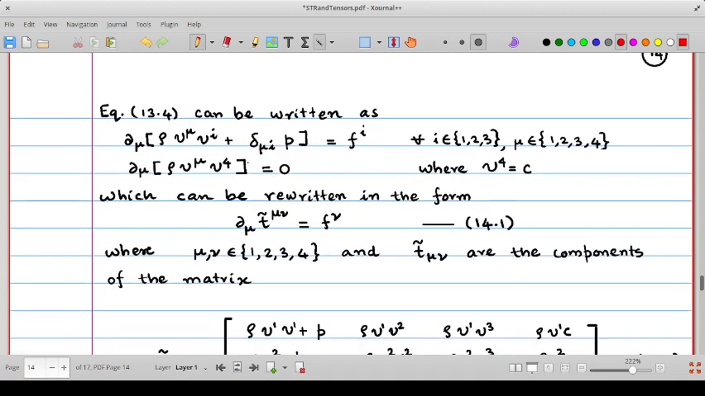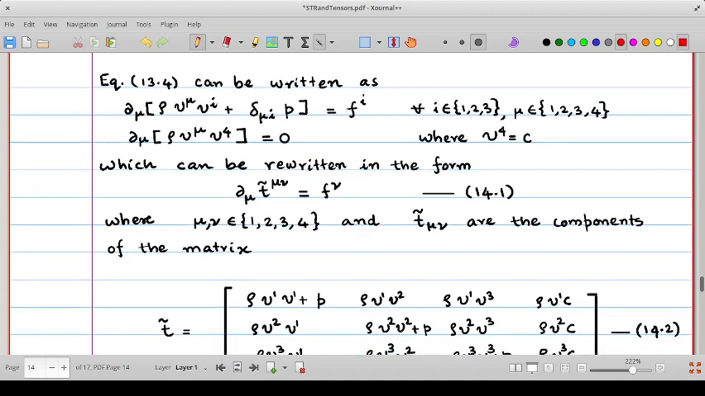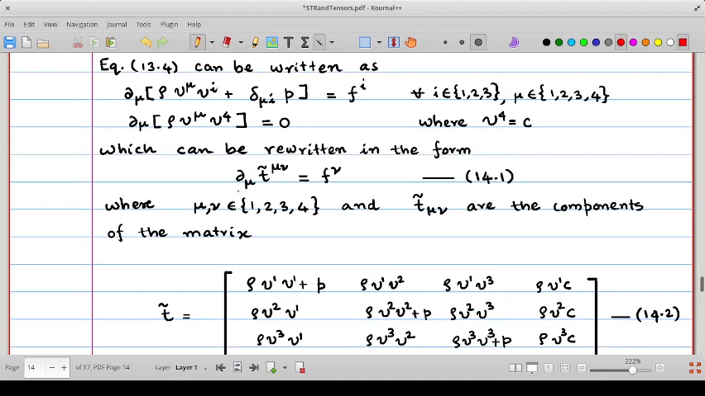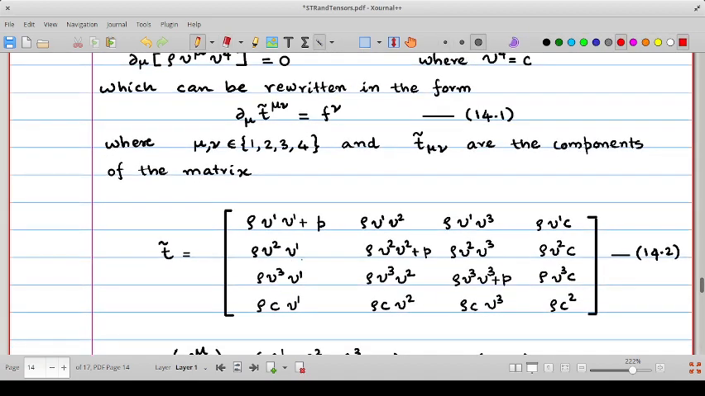And together, this equation, the first equation is for i running from 1 to 3, and the second equation is for mu equal to 4. I may write this in the following general form, d mu T tilde mu nu equal to f nu. Now the first equation corresponds to nu equal to 1, 2 and 3, and the second equation corresponds to nu equal to 4. So in that case, T tilde mu i, where i runs from 1 to 3, is given by this, and T tilde mu 4 is given by that, and that is exactly what I have explicitly written here.